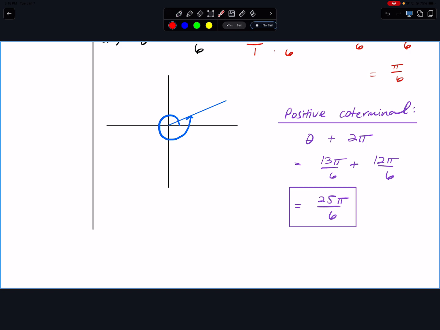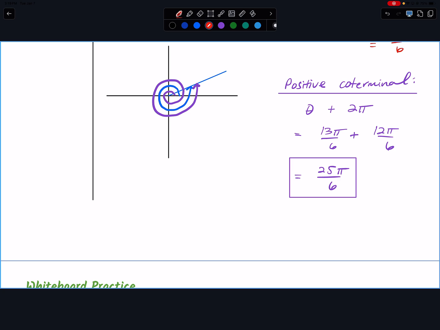Now I should say this too. Is this the only correct answer? Couldn't I just keep adding 2 pi to this if I wanted to? Yeah. There are infinitely many answers, but do you guys really want to draw something like 100 and something pi over 6? No, probably not. Okay. So we know that this is going to land right here. So if I go all the way around again, it's going to look something like this.